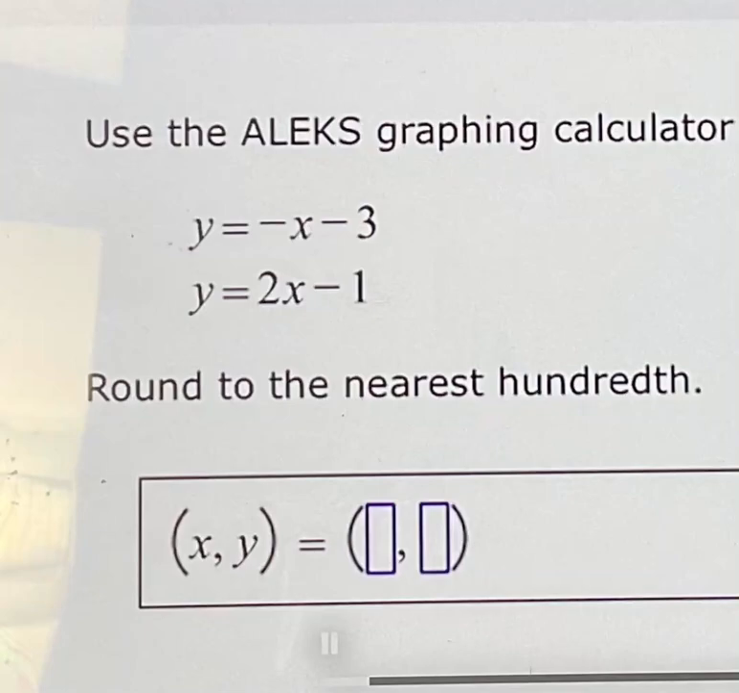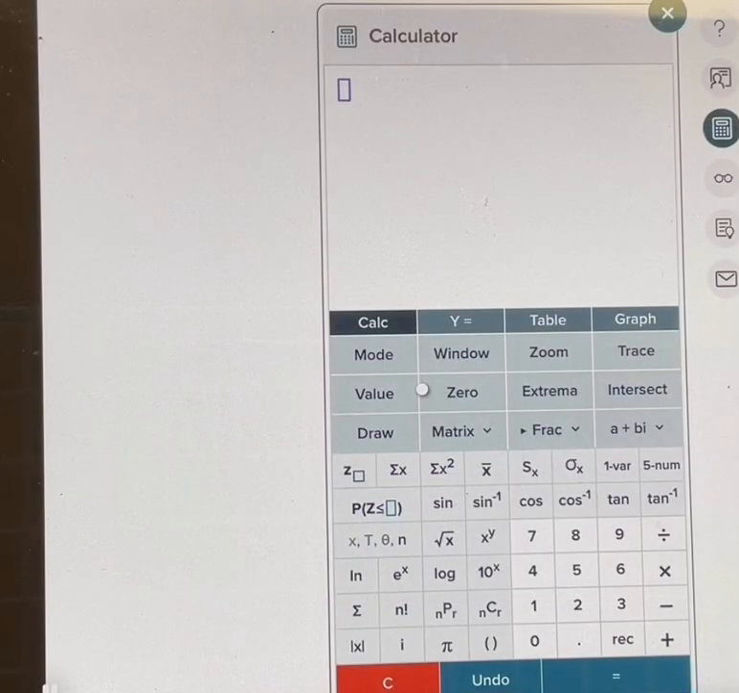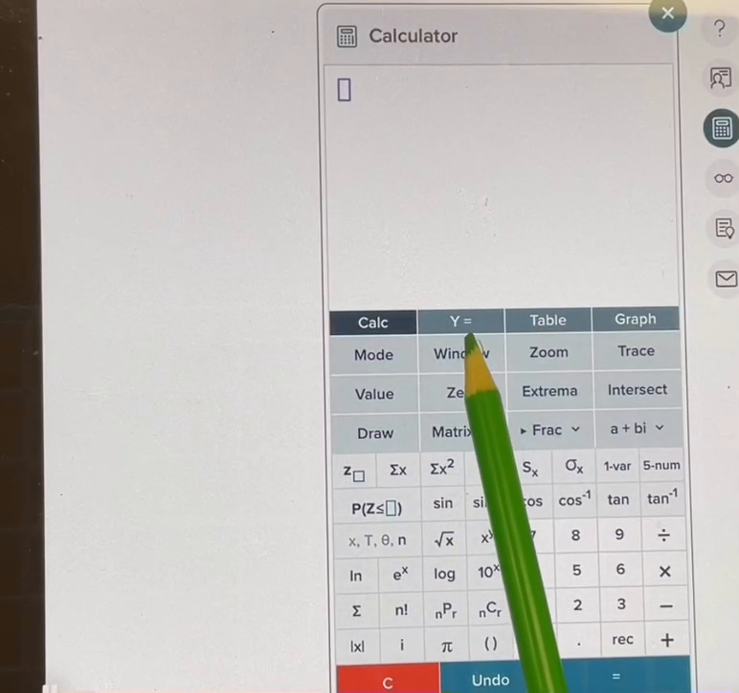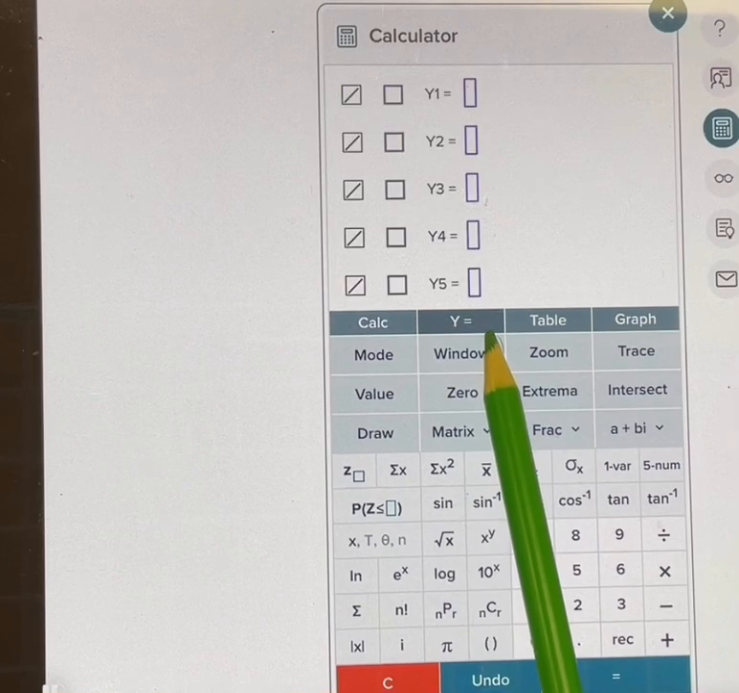We want to use the ALEKS graphing calculator to solve this system of equations. So you start on the far right side by clicking the calculator button and then the y equals. Now I have a place to enter my equations.